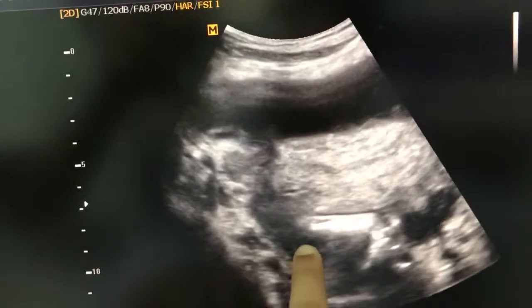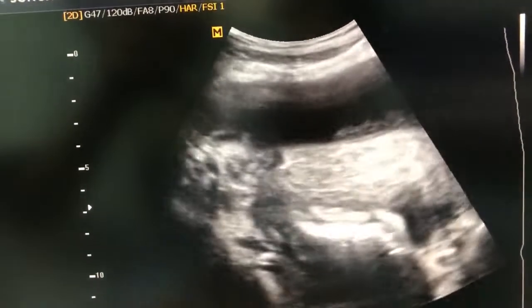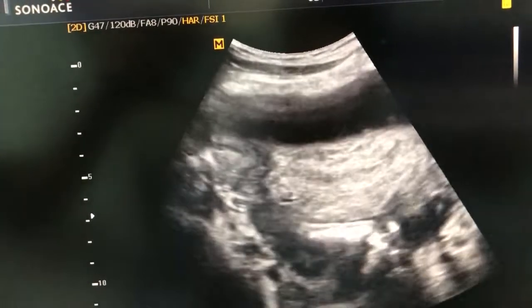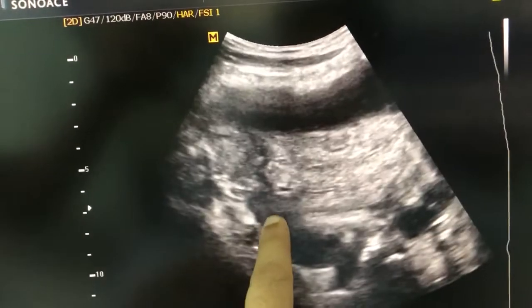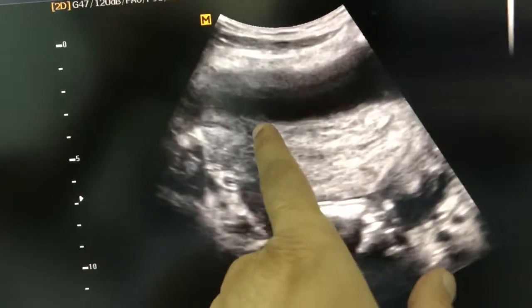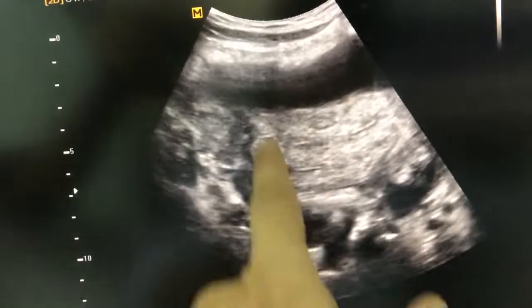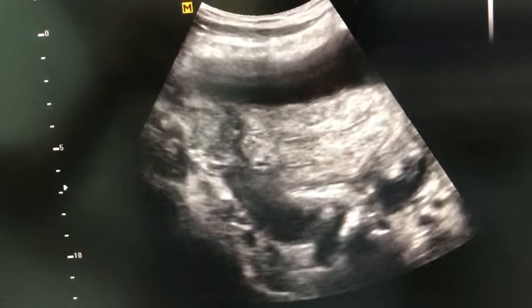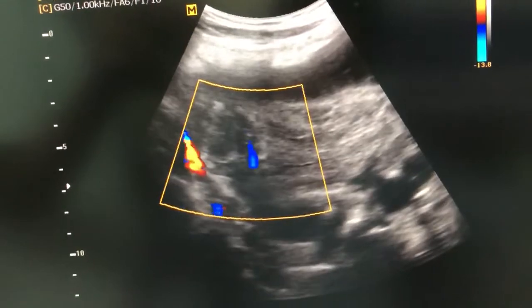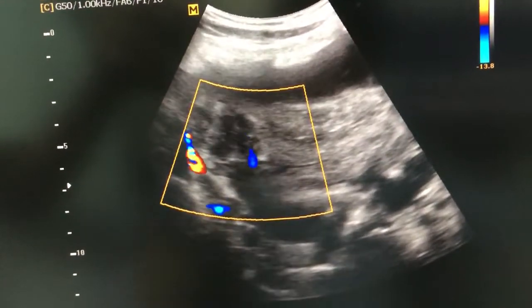Yes, here this is the ovary, right ovary. These are the follicles, and this is the vessel which is arising from the ovary and is connecting the cyst over here. Let us check the color flow. Yes, see, there is a color flow over here.